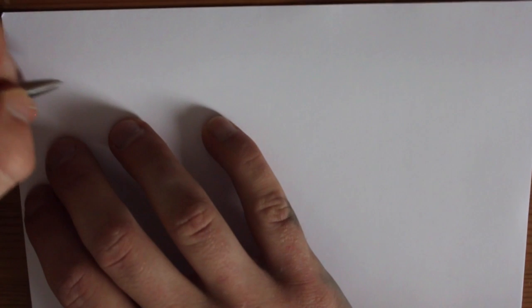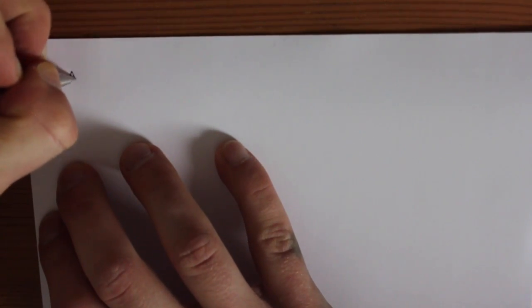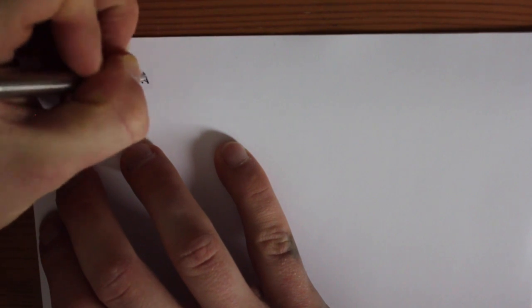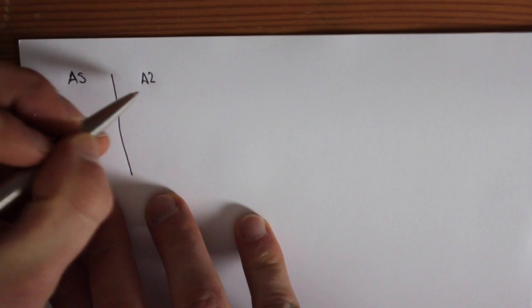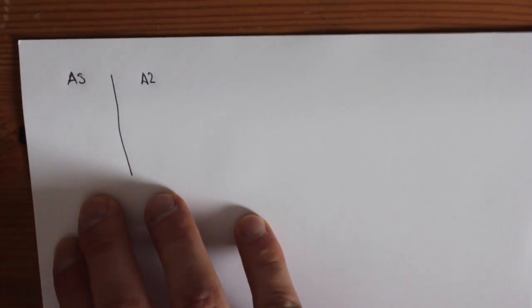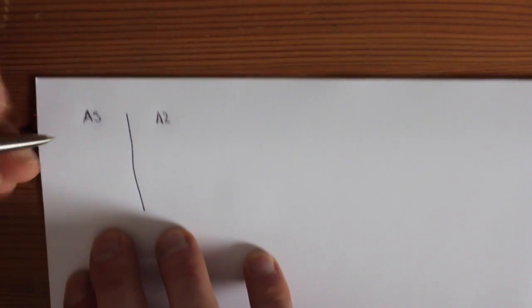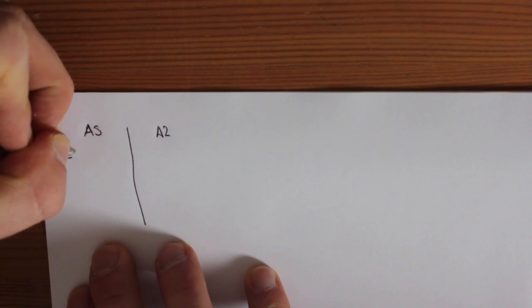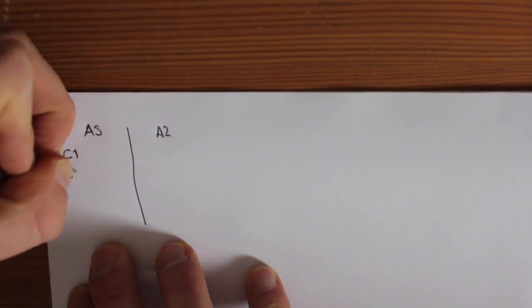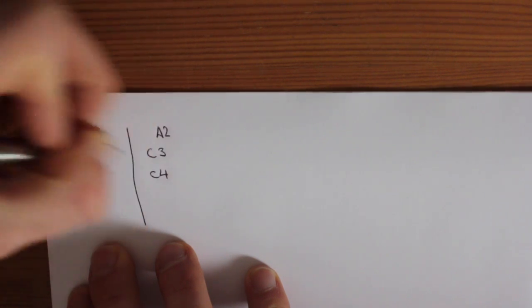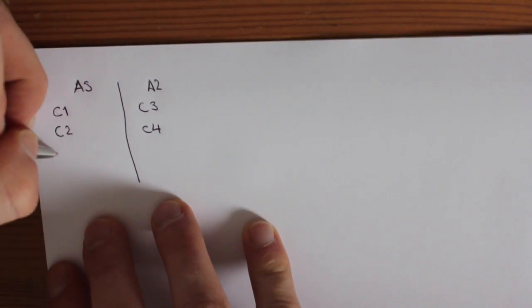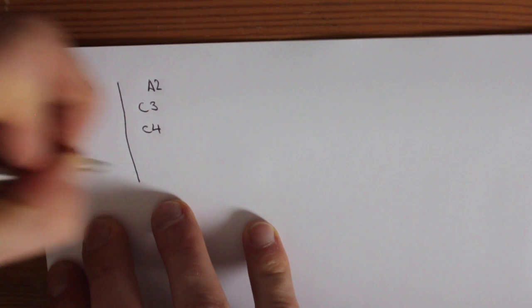Okay, so there's two parts to an A-level course. There's the AS part and the A2 part. This is the first year, this is the second year. Now there's two compulsory modules in both years, depending on what exam board you're on. Core 1, Core 2, Core 3, Core 4. And then there's an option module in each one.